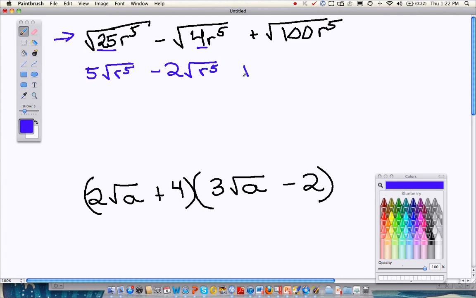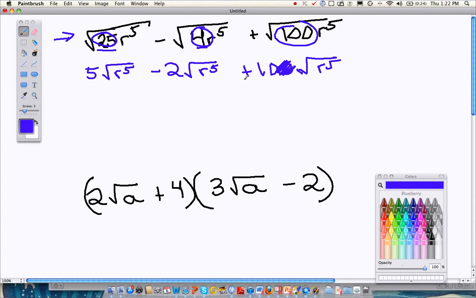And then we'll deal with our 100, also a perfect square. And the square root is 10, not 100. Sorry about that. So what I'm doing is I'm taking the square root of each number to get those numbers out in front. That tells me how many of these radicals I have. I have 5 of them minus 2 of them plus 10 of them.